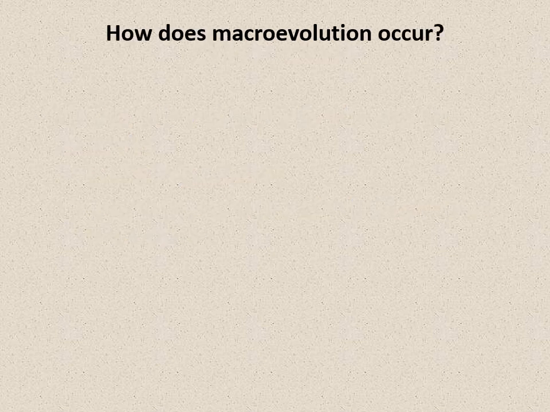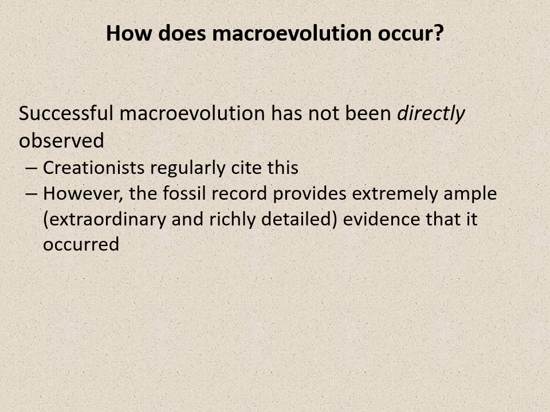So how does macroevolution occur? Successful macroevolution is not something we can directly observe. This is something that creationists commonly cite. However, we have a fossil record which provides considerably ample, both extraordinary and very, very detailed evidence that it occurs, because macroevolution is happening on a scale that is much slower than what we can observe in a lab.